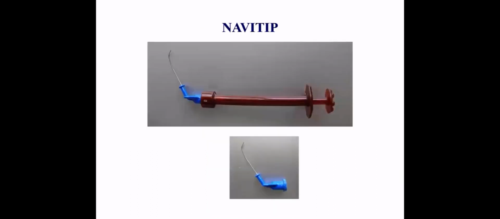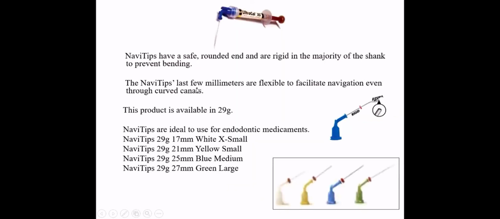So this is the Navy tip. So you can see here the tip itself is literally going to the tip, the base of the root canal.